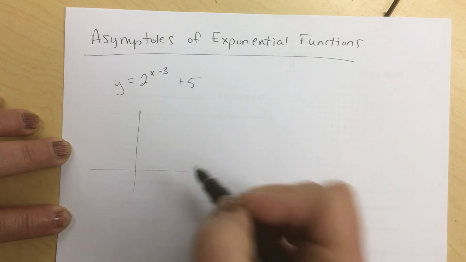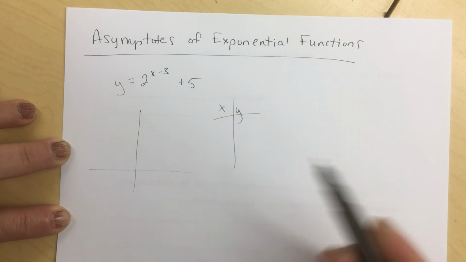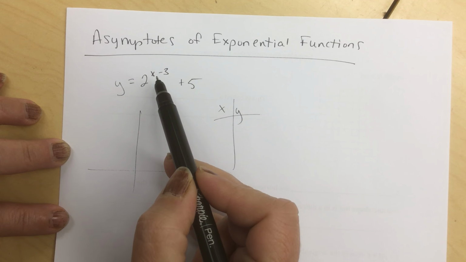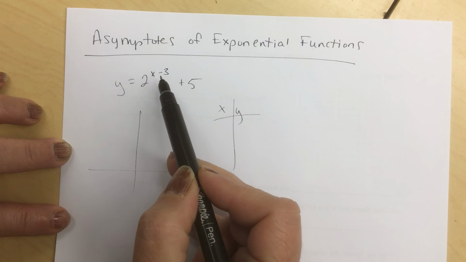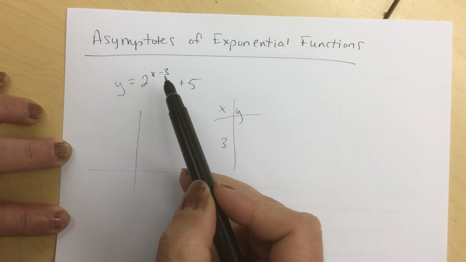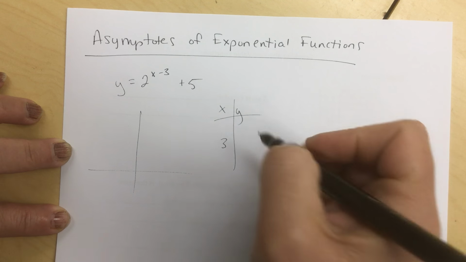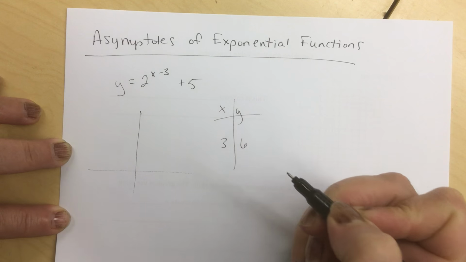When you graph that, I would make an XY chart, and I tell my students to look and see what number is going to make the exponent 0. So that would be 3. So 3 minus 3 is 0. 2 to the 0 power is 1. 1 plus 5 is 6. So when you plug in 3, you get 6.